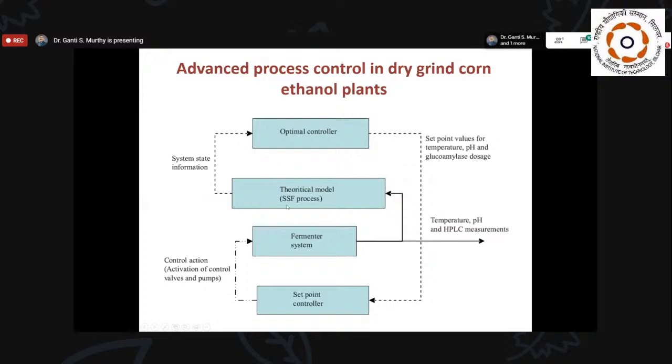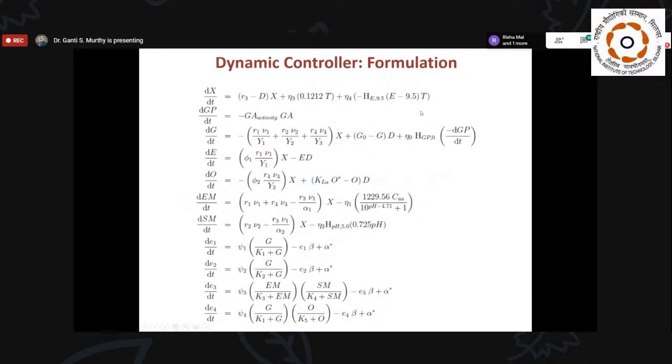Now what we have discussed up to now is the theoretical model part. Now we will go into the optimal controller part. So when we have that optimal controller, this is essentially that cybernetic model that I was showing you earlier. EM is the enzymatic metabolites, SM is the cellular metabolites, and GP is the glucose transporters, and then G is the glucose, X is the cell mass, E is your ethanol, which is our most important thing. So small e1 to e4 are the enzymes that control R1 to R4, which I was referring to earlier.